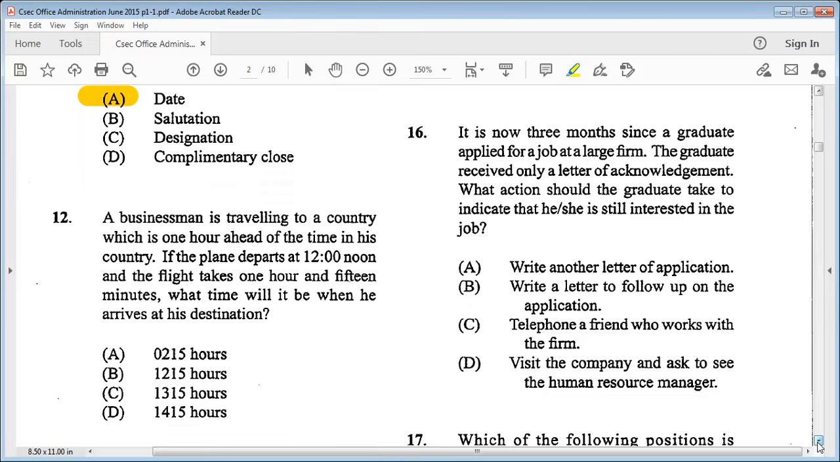A businessman is traveling to a country which is 1 hour ahead of the time in his country. If the plane departs at 12 noon and the flight takes 1 hour and 15 minutes, what time will it be when he arrives at his destination? Is it A, 2:15 hours, B, 12:15 hours, C, 13:15 hours, or D, 14:15 hours? We know they are 1 hour ahead, so 12 and 1, that's 13. And the flight took 1 hour and 15 minutes, so that's 14:15 hours. So our answer is D.